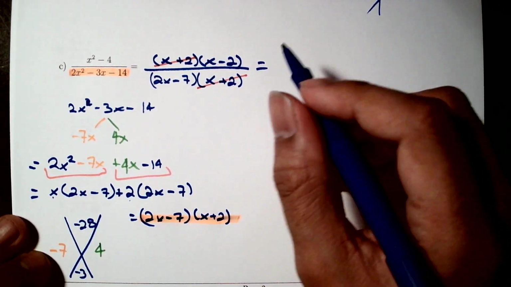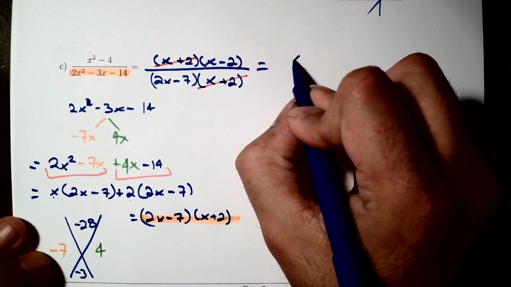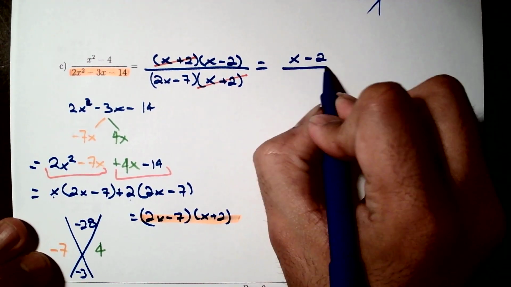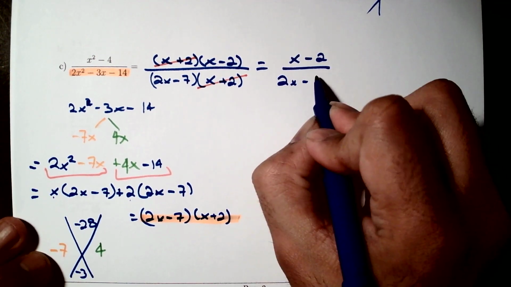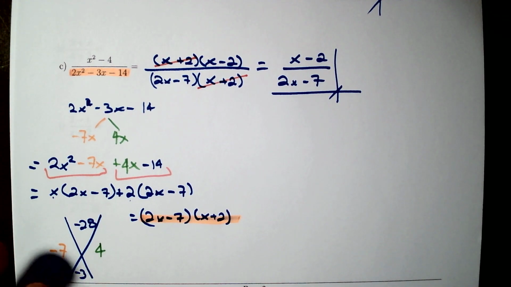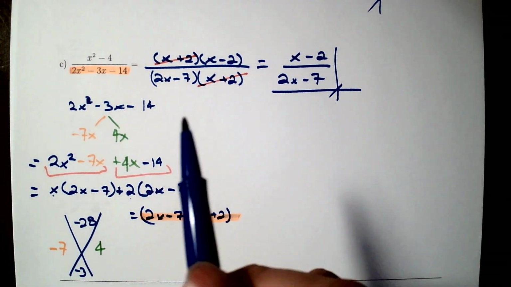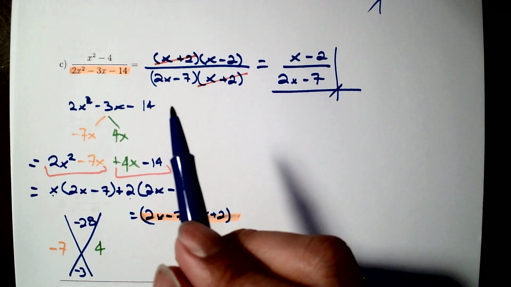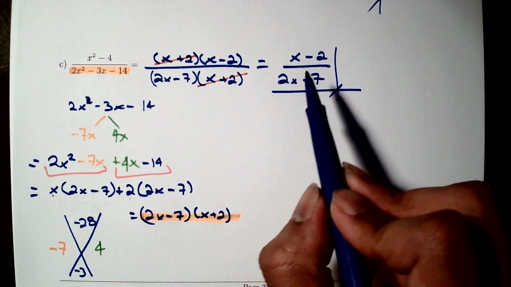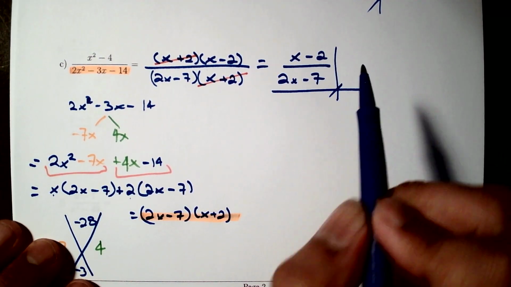So let's continue. When we divide out these two, we're going to be left with x minus 2 over 2x minus 7. Final answer. In this case, this is our final answer. We're done canceling common factors. Notice in this case, we do not cancel this x with that x, or this 2 with that 2.